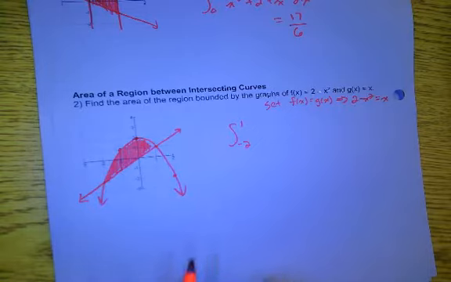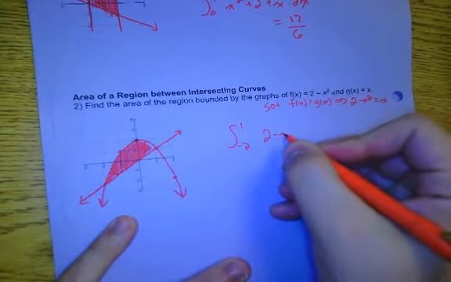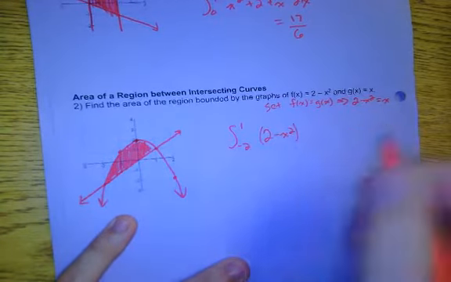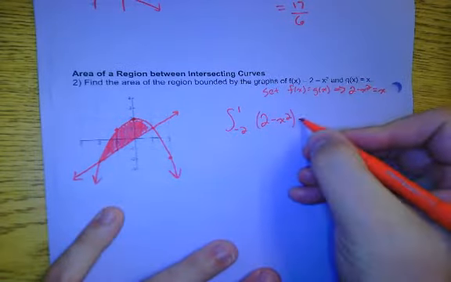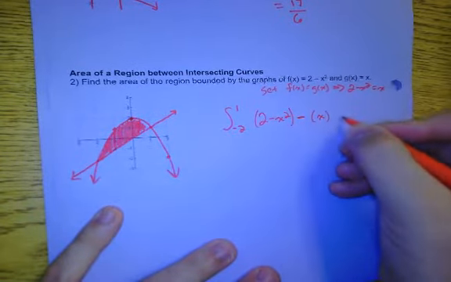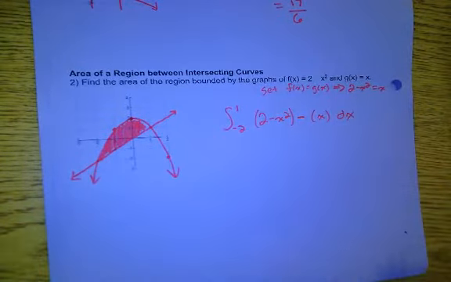Okay, what's my top function? What's my big one? 2 minus x squared. I put in these parentheses because I like to set it up nicely. Minus x. A lot of times the AP will just ask you questions of set this up. Sometimes they don't even ask you for the answer. They'll say, hey, set this up.